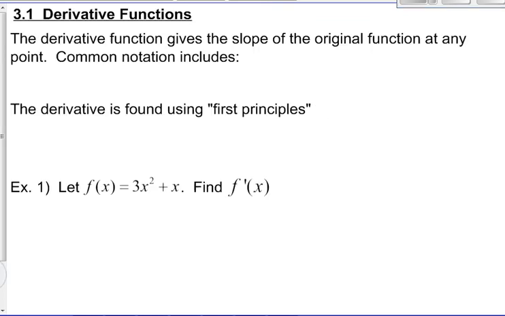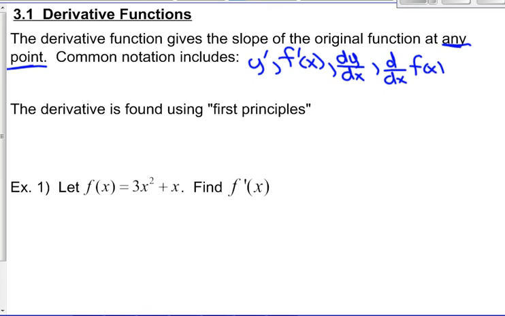Okay, here we go. So derivative functions, that's what we took a look at first in 3.1. And in the last chapter, we looked at slopes of tangents at specific points. Derivative functions give the slope of the original function at any point. And there are common notations. So you might see y prime or f prime or dy by dx, or d by dx of f of x. They all mean the same thing. They mean the slope function or the derivative function.